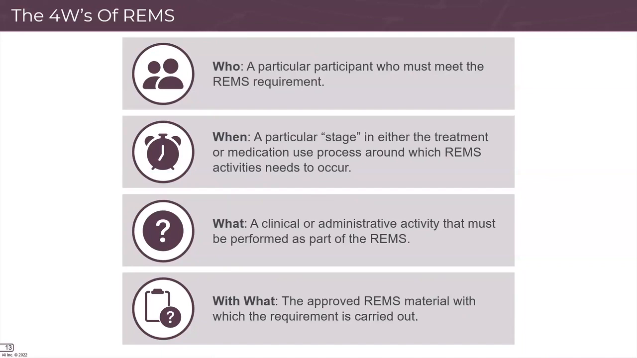When is the stage during the treatment or medication use that the REMS activity needs to take place. What is the actual activity that needs to happen at that stage in the treatment. And with what is the tool that they might need to use for this. In the case of REMS, it might be a medication guide or an enrollment form. So using these 4 W's, the REMS requirements are organized into a logical hierarchy, as I'm going to show you in the next slide.